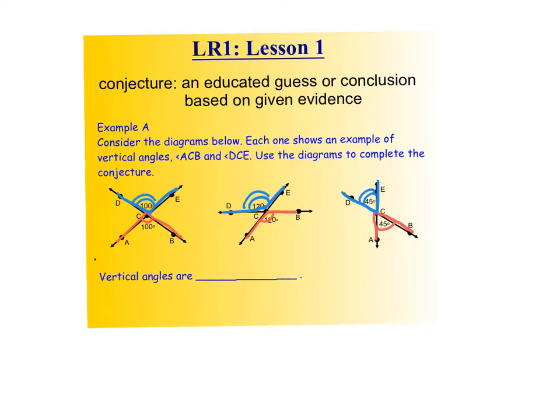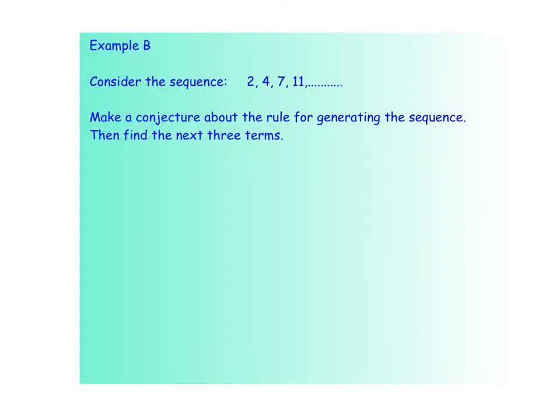So I'm going to make a conjecture below: vertical angles are congruent. You could say that those are equal in measure. Based on what I can see, I'm making an educated guess or conclusion based on that evidence. All right, let's continue. Okay, let's look at another example.